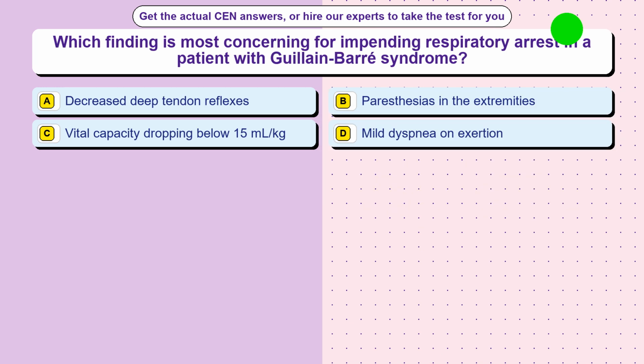Question 46. Which finding is most concerning for impending respiratory arrest in a patient with Guillain-Barré syndrome? Option A, decreased deep tendon reflexes. Option B, paresthesias in the extremities. Option C, vital capacity dropping below 15 ml/kg. Option D, mild dyspnea on exertion.